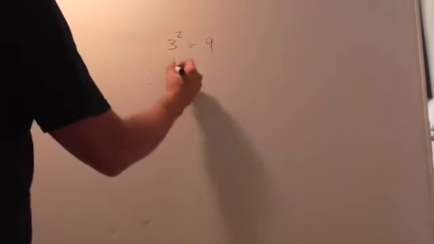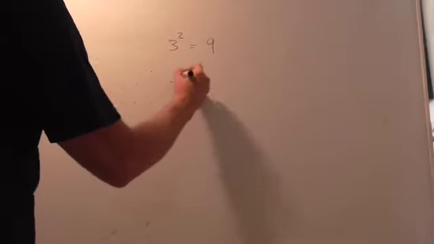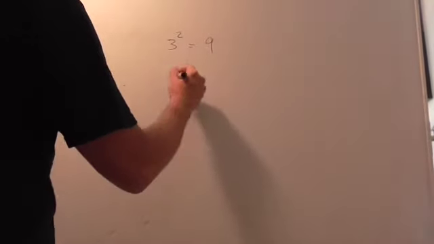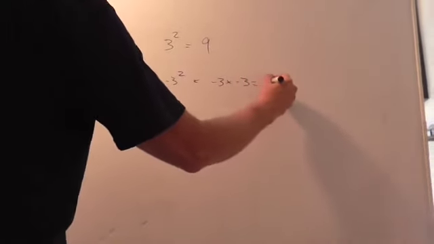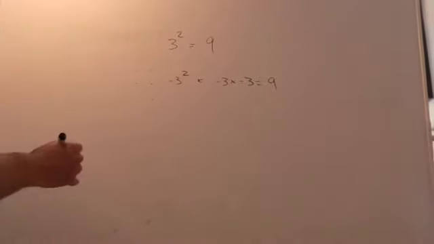So, when we are talking about negative 3 squared, what we are talking about is negative 3 times negative 3, which equals 9 again.